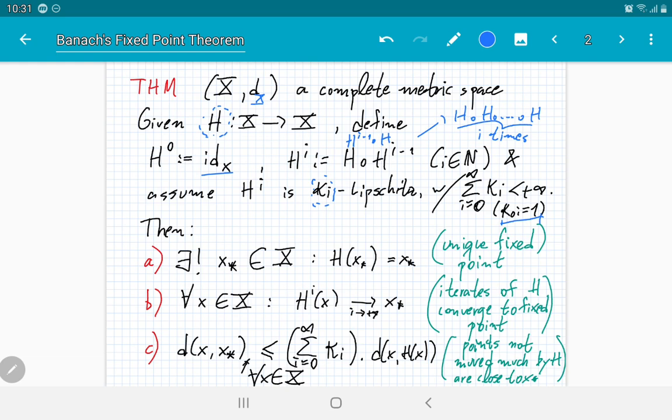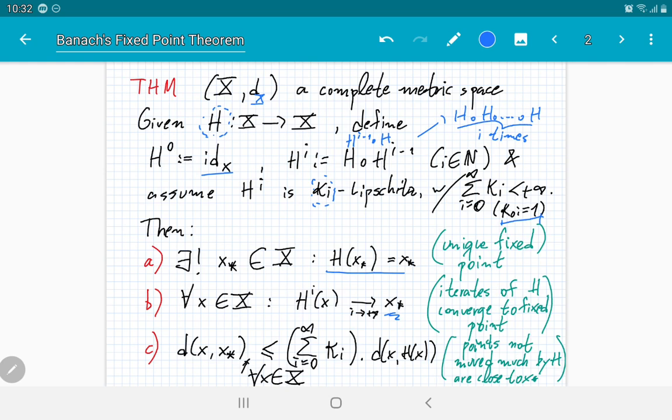And here's the statement of the theorem. First of all, H has a unique fixed point. So there's a unique point x star in X that is a fixed point for H, such that H of x star is equal to x star. The second part of the theorem is that if I take any initial point x and I start applying H iteratively to x, right? So apply H to x and get H of x. Then I apply H to H of x and get H squared of x. And I keep repeating this process. So what happens in the limit is that the iterates converge to this unique fixed point.